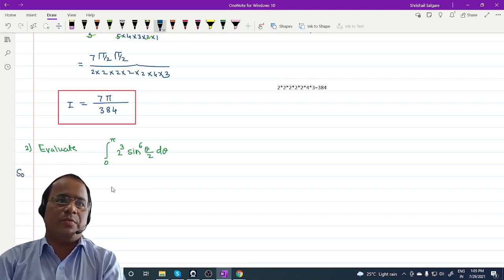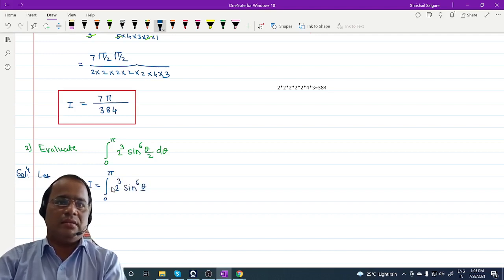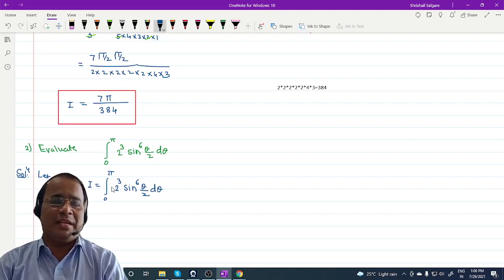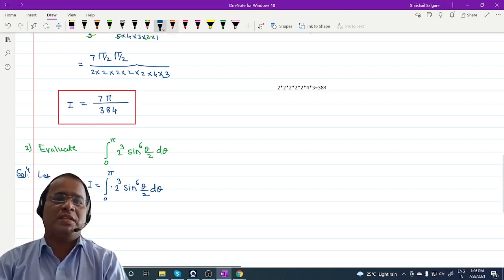Now from your end, tell me the steps. First step, let I be equal to the integral from 0 to pi, 2 raised to 3, sine theta by 2 raised to 6, d theta. Now, when you are using a substitution, you have to think of the limits also. The limits should also be converted. What is the substitution?